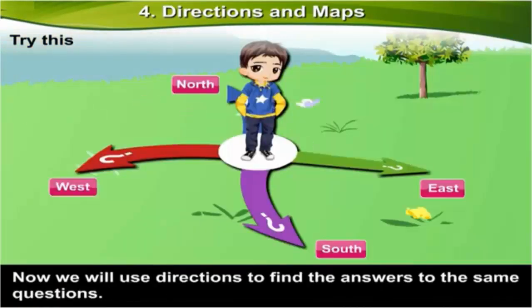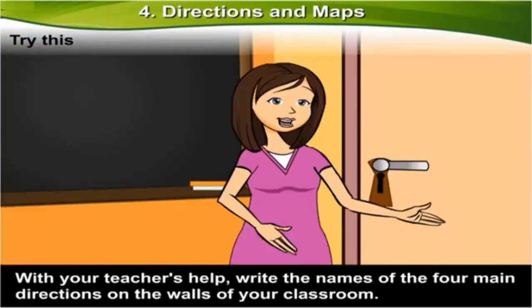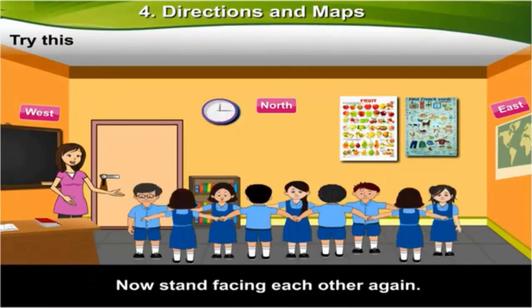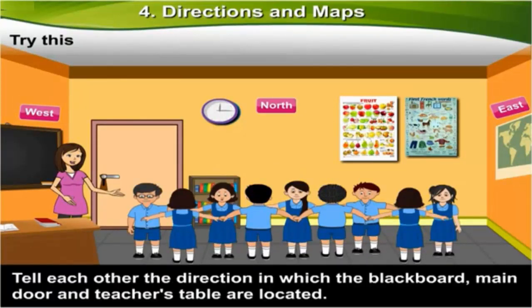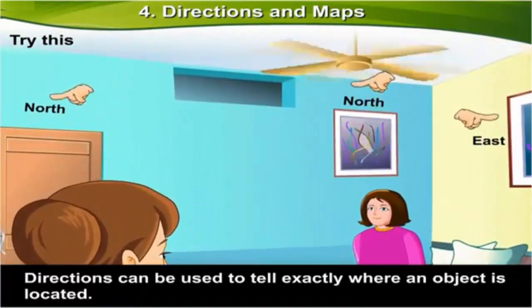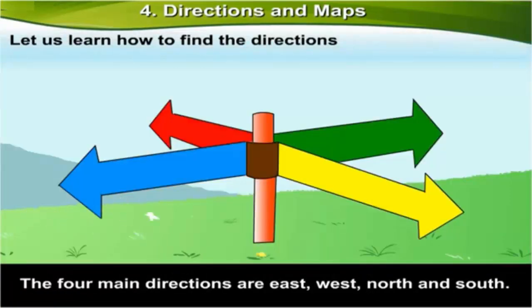Let us try this. Now we will use directions to find the answers to the same questions. With my help, write the names of the 4 main directions on the walls of our classroom. Now, let's stand facing each other once again. Tell each other the direction in which the blackboard, main door, and the teacher's table are located. Now, your answers and the answers of the girl or boy facing you will be the same. Directions can be used to tell exactly where an object is located. Let us learn how to find the directions.